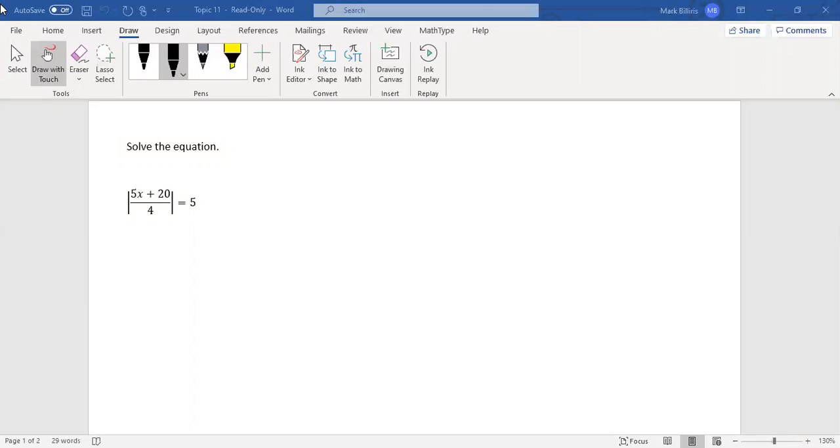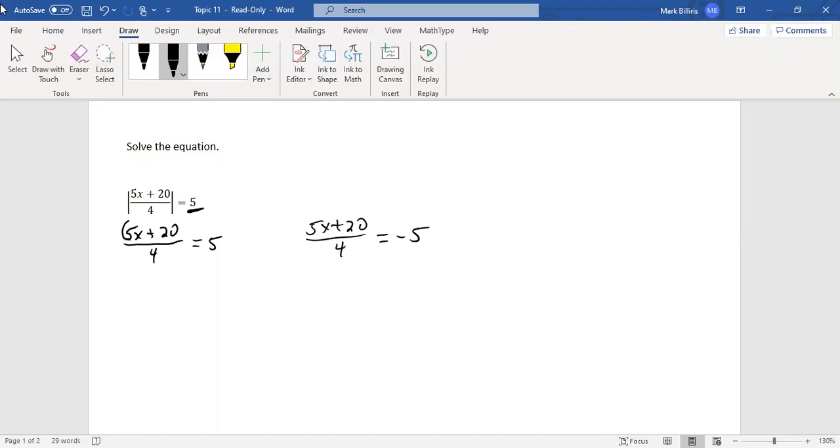So we're going to set the first as (5x plus 20) over 4 equals 5, because the number 5 is 5 units away from 0. And we also set (5x plus 20) over 4 equals negative 5, because negative 5 is also 5 units away from 0. So now we're going to solve.